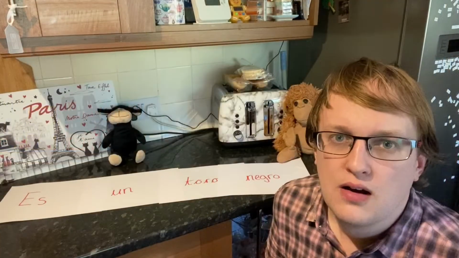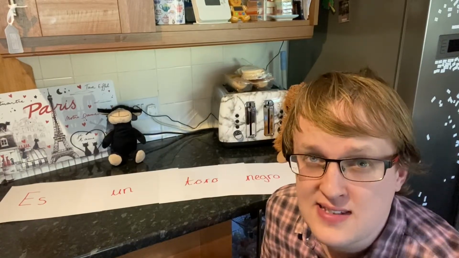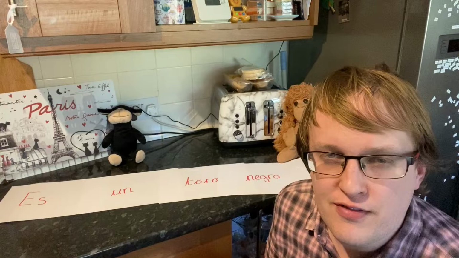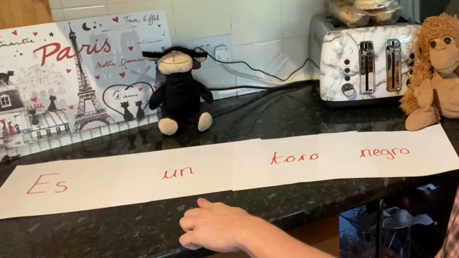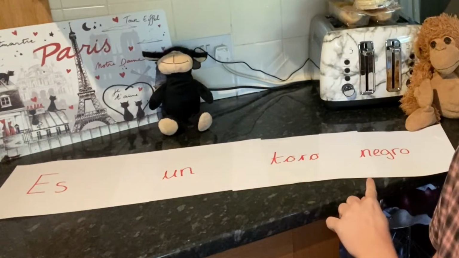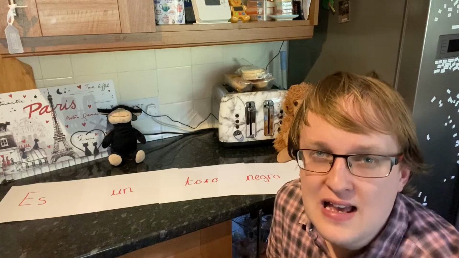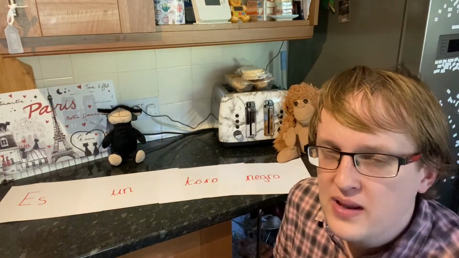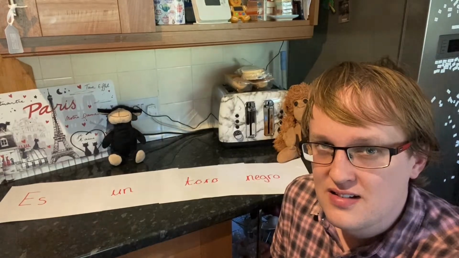Off we go. I wonder where the first sentence is. Okay, so we're in the kitchen and I've got my first sentence here. Let's have a read what it says. Es un toro negro. It's a black bull. Es un toro negro. Repeat after me. Es un toro negro. Good. One more time. Es un toro negro.